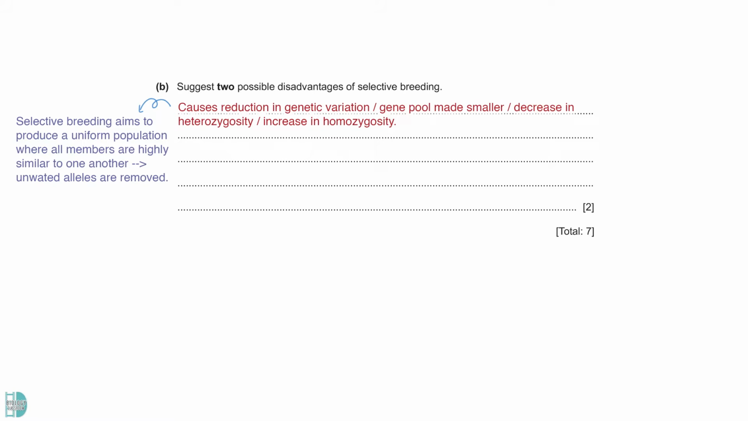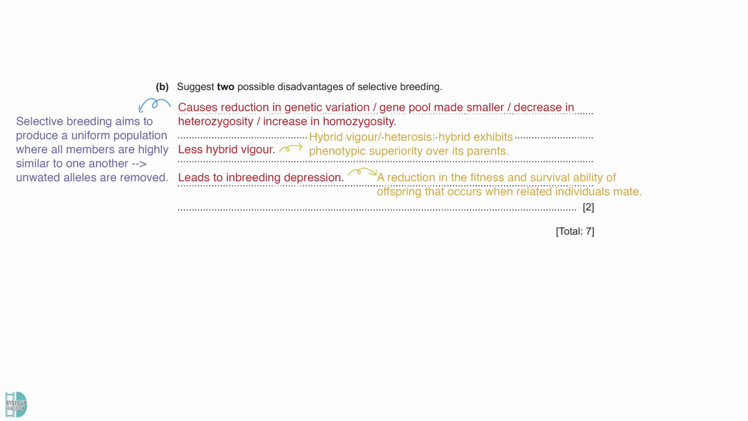In this process, we often repeatedly breed organisms that are similar to each other. This leads to less hybrid vigor. Hybrid vigor, also known as heterosis, is defined as the phenomenon where the hybrid exhibits phenotypic superiority over its parents. It leads to inbreeding depression as well. Inbreeding depression is a reduction in the fitness and survival ability of offspring that occurs when related individuals mate.